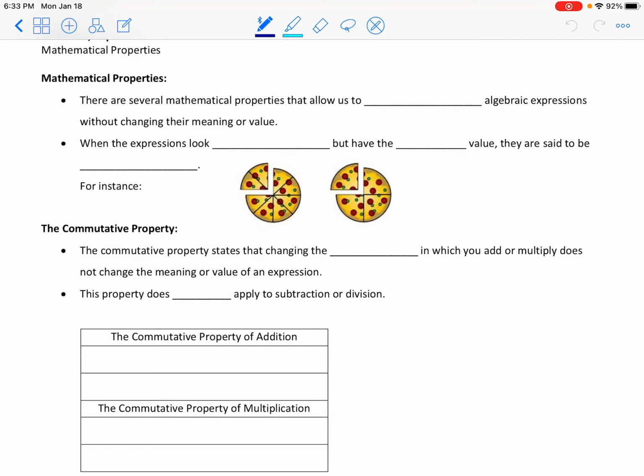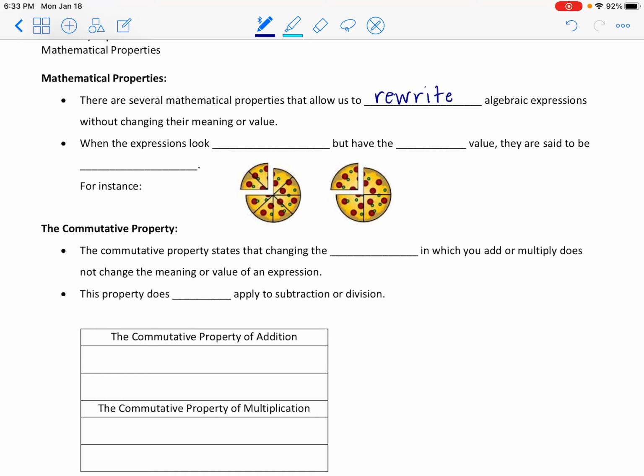Hello and welcome to a lesson on mathematical properties. So there are several mathematical properties that allow us to rewrite algebraic expressions without actually changing their meaning or their value. The properties that we're going to look at today help us to rewrite algebraic expressions without changing the meaning or value of that expression.